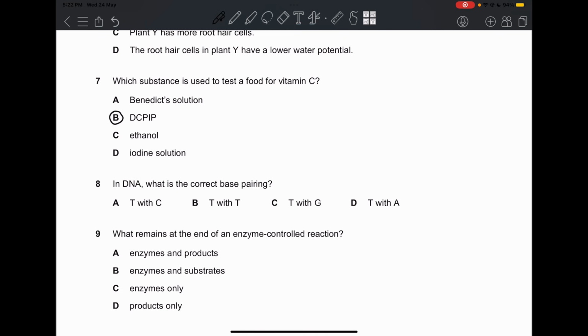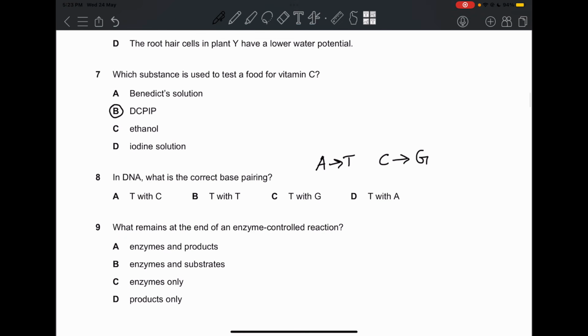In DNA, what is the correct base pairing? As we all know, in DNA, the A pairs with T and the C pairs with G. You're not supposed to know what the A stands for and the T and so on. You're only supposed to know the letters. So let's read the options. T with C, this is incorrect. T with T, this is incorrect. T with G, this is also incorrect. So D is going to be the correct answer because A actually binds with the T and T binds with the A.